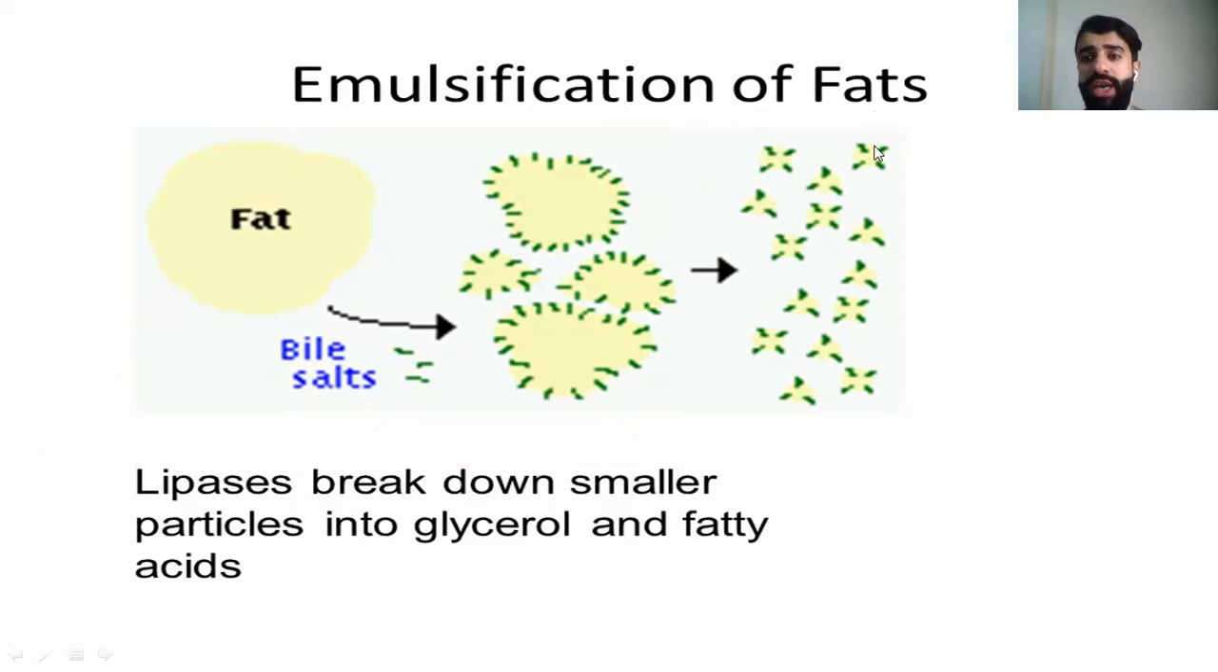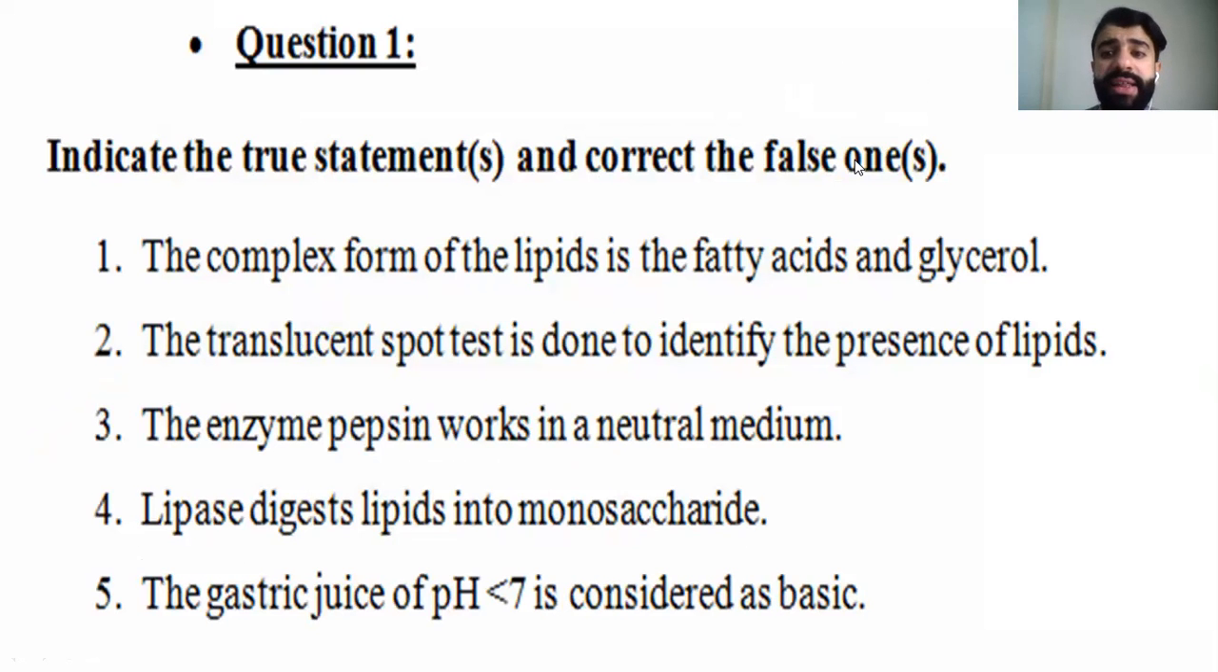Now let's move to the worksheet to start solving it. They said, indicate the true statement or statements and correct the false one or ones. Always, whenever we have this question, if it's true, you have to write the word true and not T. If it's false, you have to write false and correct it in a complete answer. You can't cross out a word and write the replacement instead. This is not accepted in grade 8 anymore.